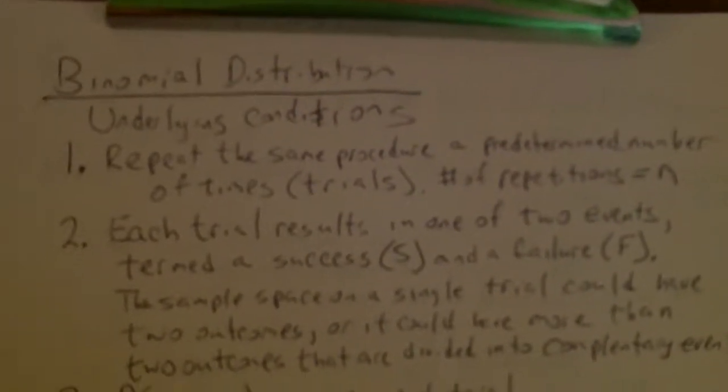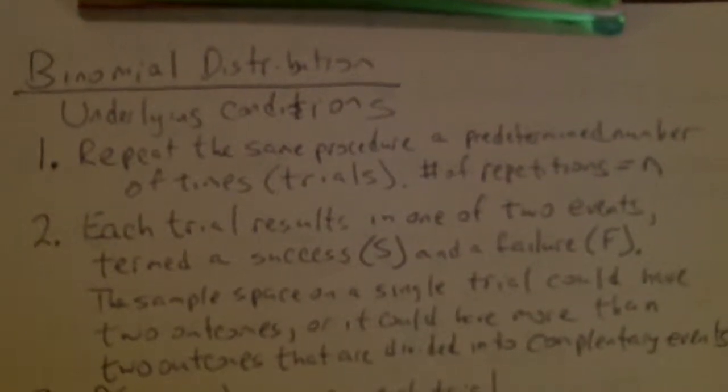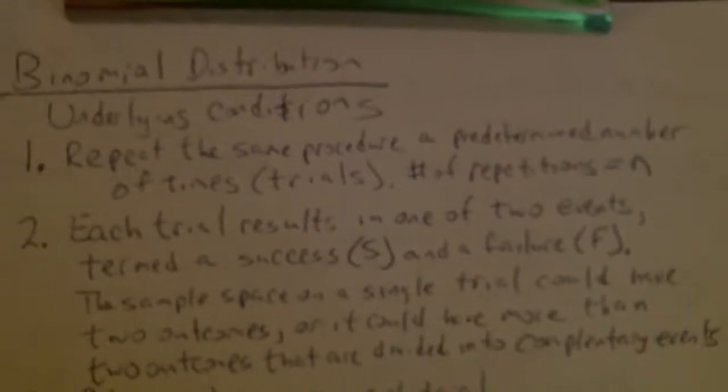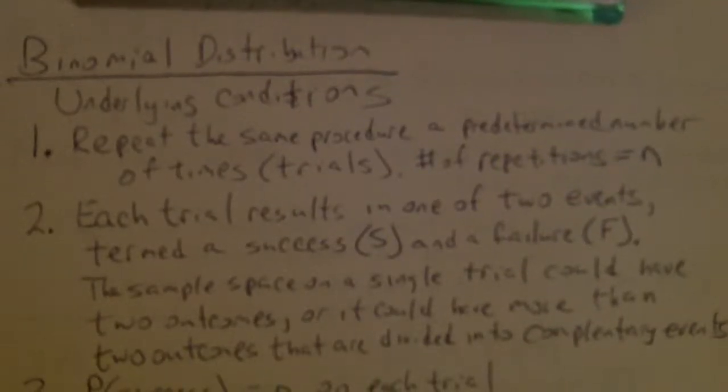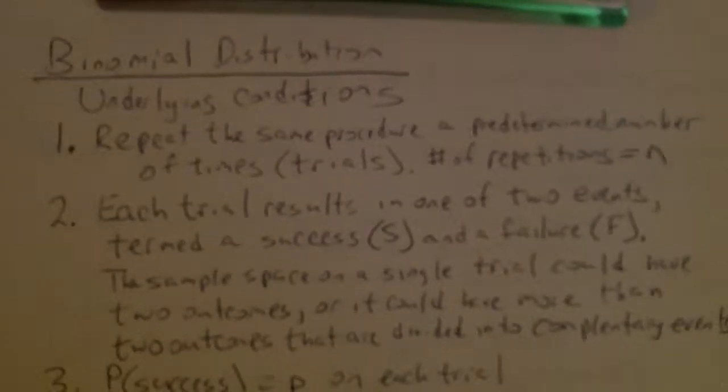Okay, hi folks, this is the video for section 3.4 for probability and statistics for the computing sciences. This section's on the binomial distribution.